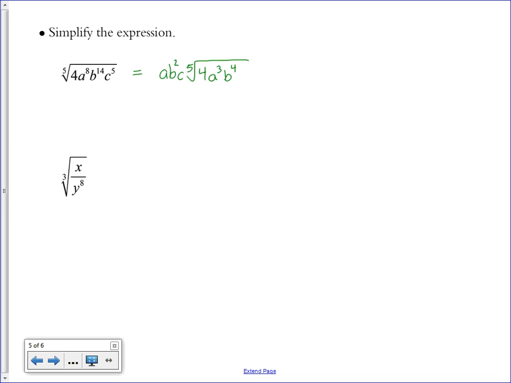And so here's our final simplified answer, even though it doesn't look simplified to you. Everything that was able to come out is now out front of the radical, and everything else is left inside.